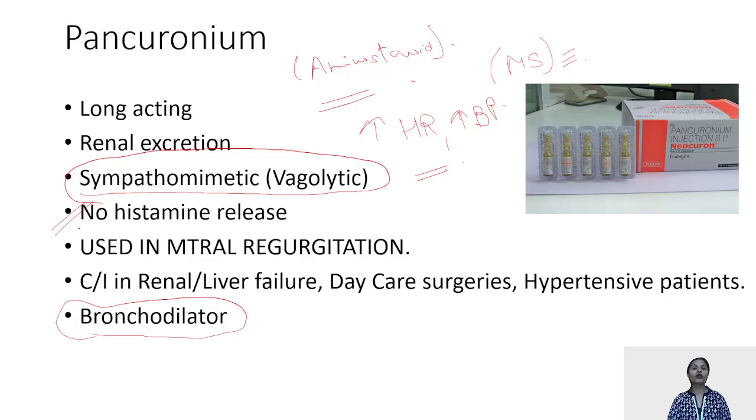In hypertensive patients, or patients in whom tachycardia or BP should not be increased, pancuronium is again contraindicated. But one of the conditions in which pancuronium can be used is mitral regurgitation. Sometimes your side effects become beneficial for certain conditions. This is how pancuronium works. In mitral stenosis, if you remember the pathophysiology, I'm not going to discuss it here, you don't need tachycardias. But in mitral regurgitation, you need tachycardias, for which pancuronium could be useful.